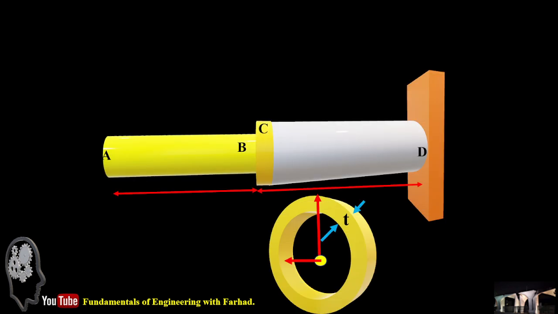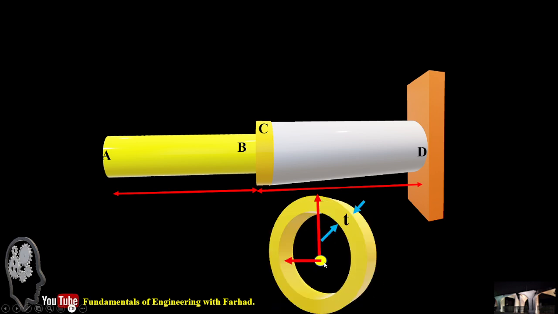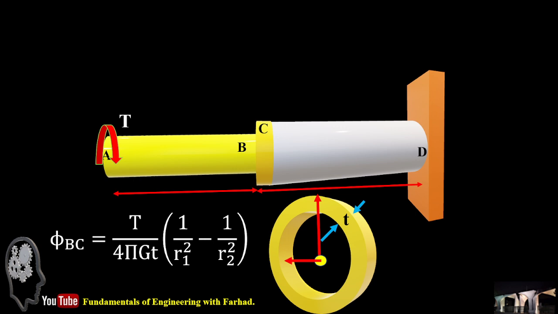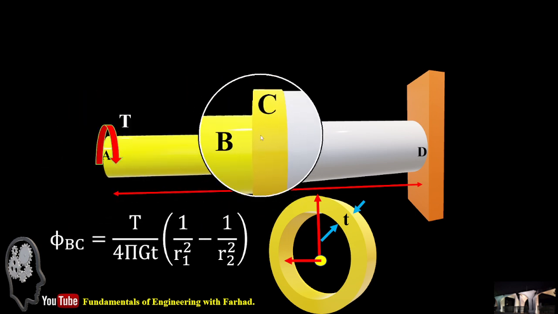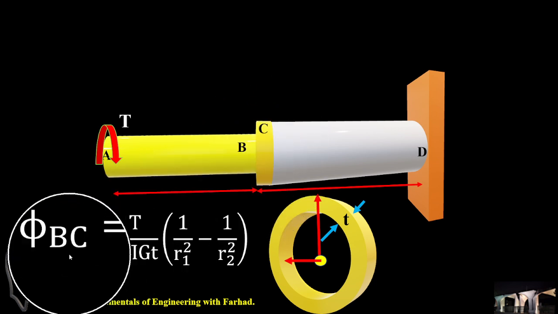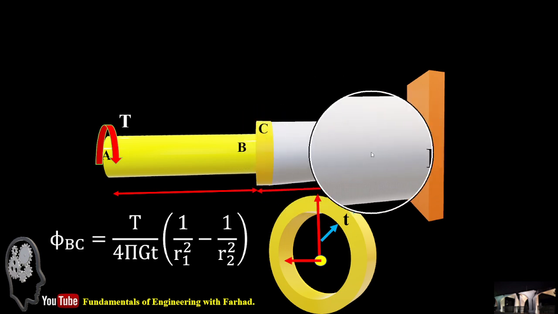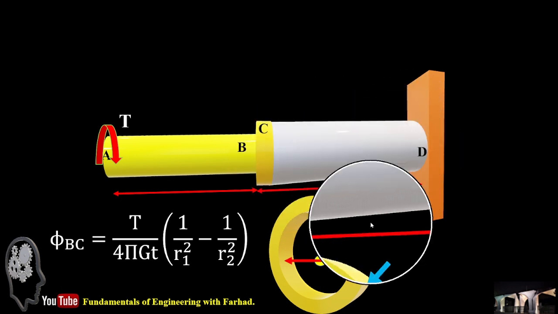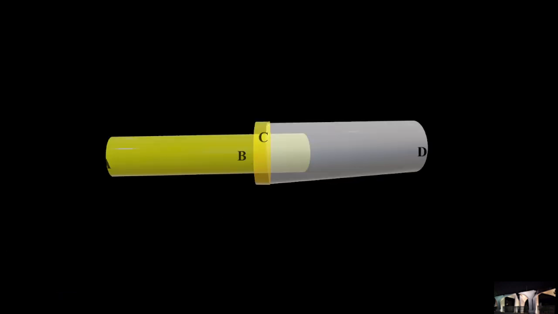Shaft AB is located inside the tube CD, and the connection part is an annular plate, like what you can see, with the radii R1 and R2. Then we want to see, if we apply a torsional torque, what is the angle of twist between the solid shaft BC and the tube CD, which is connected with this annular plate.